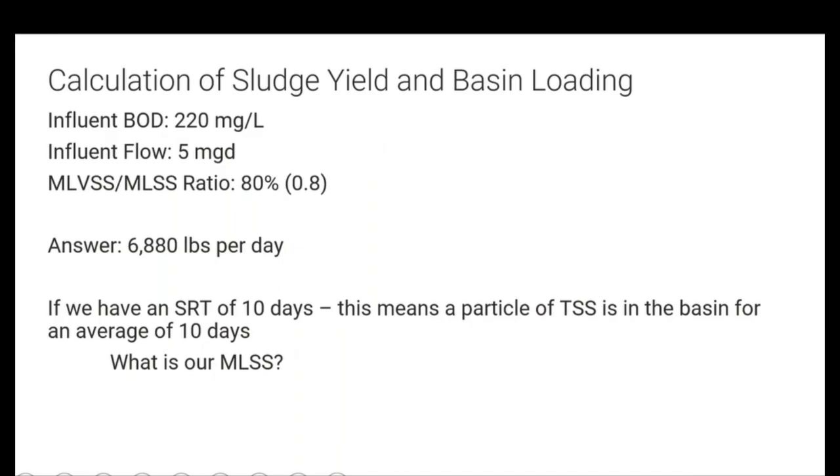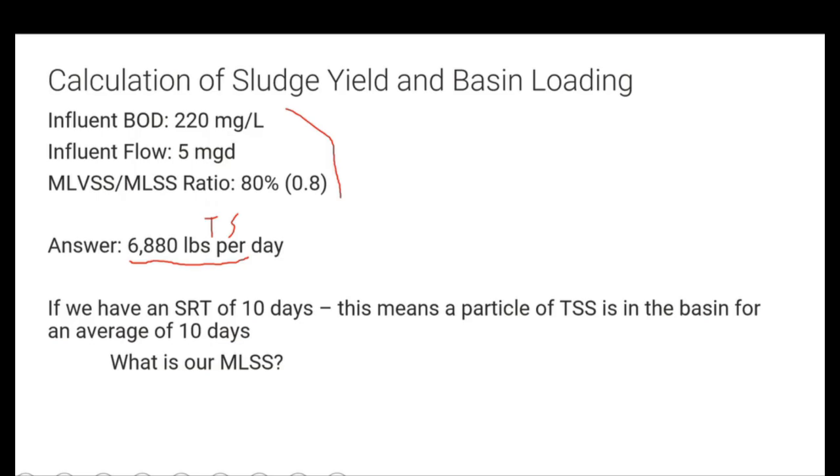All right. This is our next set of problems. We're going to do calculation of sludge yield and basin loading. So same problem, right? These are the same things we had before, and we ended up yielding 6,880 pounds of TS per day.